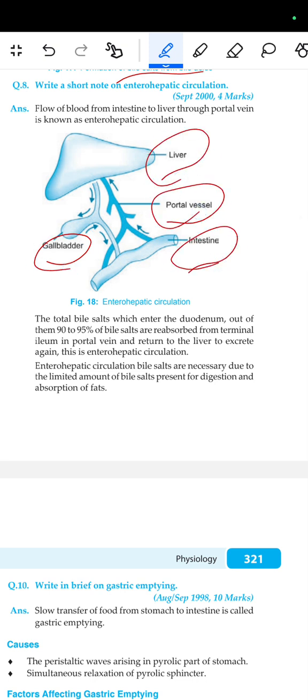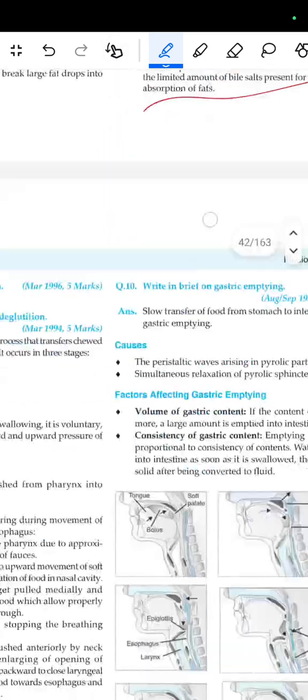This is the enterohepatic circulation. Of the total bile salts which enter the duodenum, 90 to 95% are absorbed from the terminal ileum into the portal vein and return to the liver to be excreted again. This is the enterohepatic circulation. Bile salts are necessary due to the limited amount of bile salts present, for the digestion and absorption of fat.